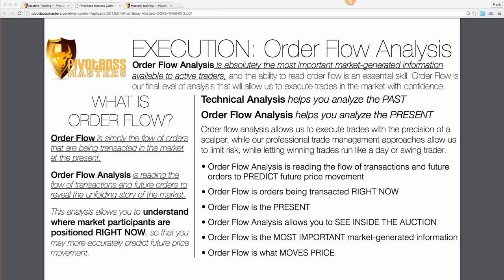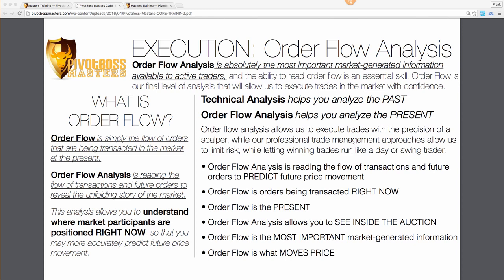Order flow is simply the flow of orders that are being transacted in the market at the present. And order flow analysis is reading the flow of transactions and future orders to reveal the unfolding story of the market. So that's really important right there. That's the essence of what order flow analysis is. Order flow is the flow of orders, and then the analysis is reading that flow of transactions so that you can reveal or predict what the future price movement or behavior will be. So this analysis allows you to understand where market participants are positioned right now so that you may more accurately predict future price movement.